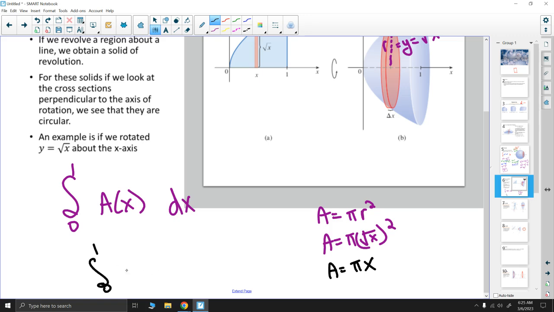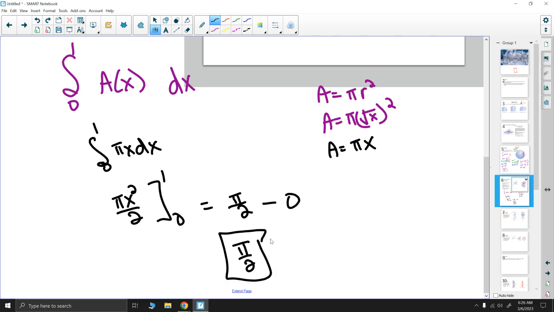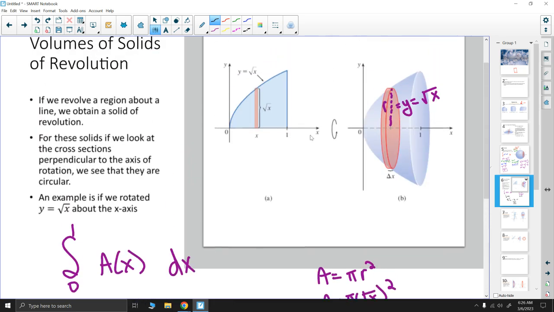The integral from 0 to 1 of pi x dx is going to give us pi x squared over 2 from 1 to 0. Plugging in 1, we get pi halves minus plugging in 0, which is 0. So the volume of this gumdrop is pi halves units, maybe inches cubed or whatever. Okay, so again, it's just a matter of finding the face.